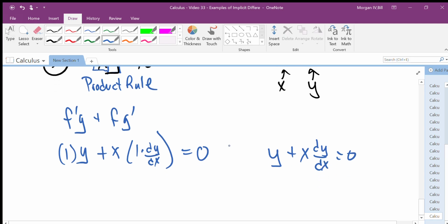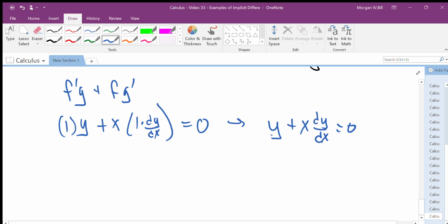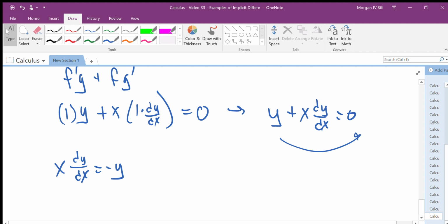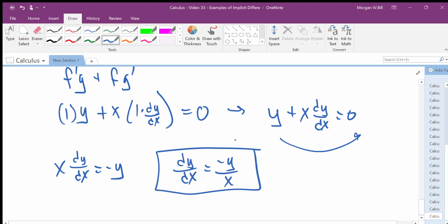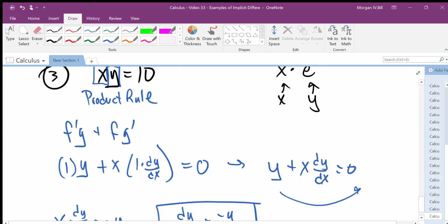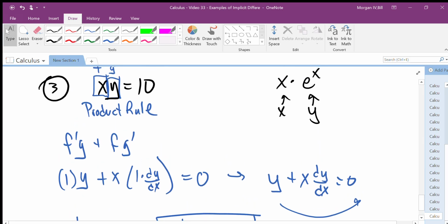Solving for the dy/dx, let's move the y to the right-hand side there. And I get x dy/dx equals negative y. And then to solve for dy/dx, divide by the x. dy/dx is negative y over x. And that is the derivative function found implicitly for the equation xy equals 10.